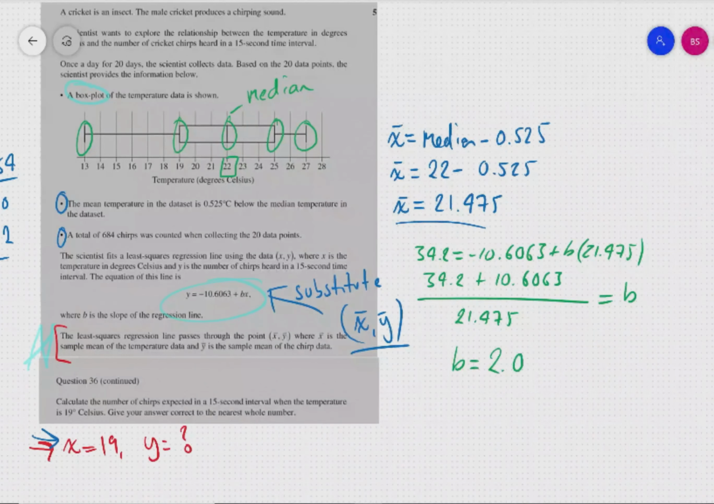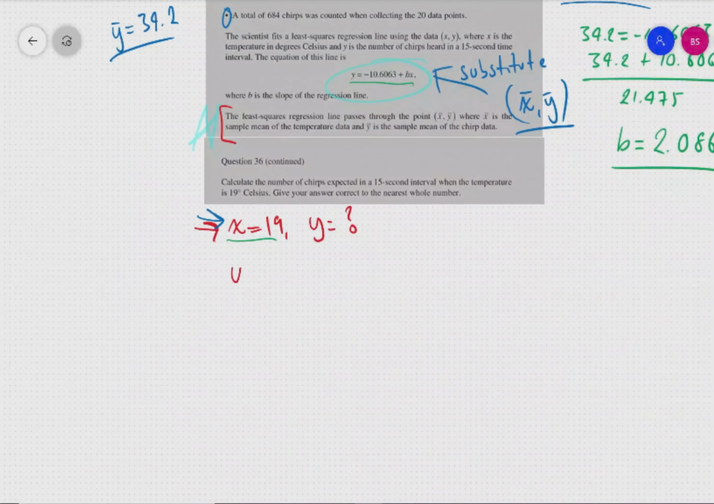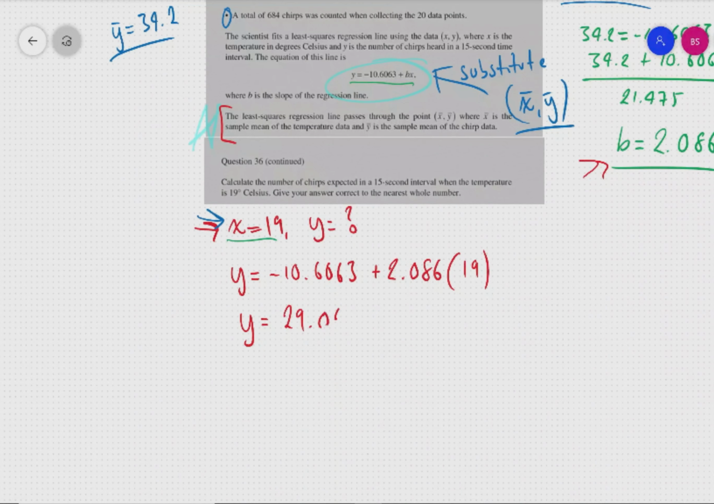So now if we substitute b back into this original equation here, that leaves 2 unknowns, and we can substitute in x to get y. So let's do that down here in red. Our y is equal to negative 10.6063 plus our b, which we just found to be 2.086 over here. So plus 2.086 multiplied by our x, which is 19 in this instance. And if you put that into a calculator, you'll get 29.0277.